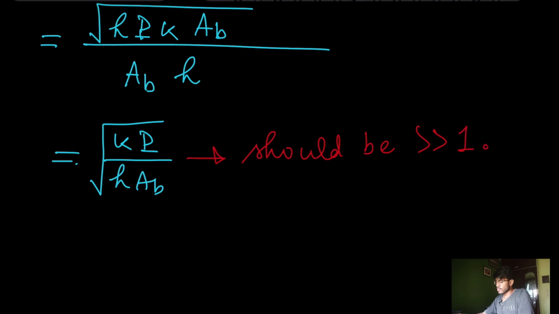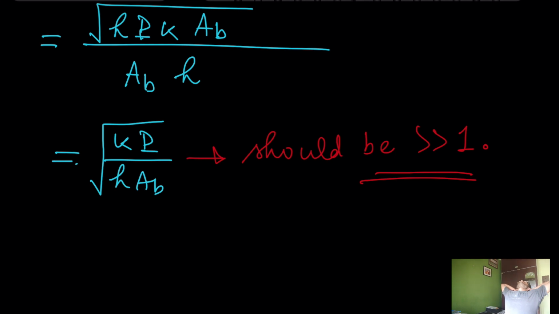This should be greater than 1, otherwise you will be fired from your job, since you have designed a fin which is inhibiting the heat transfer. Now don't only mug up this formula, see on which terms the effectiveness depends.